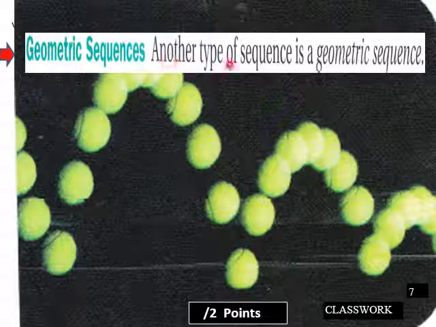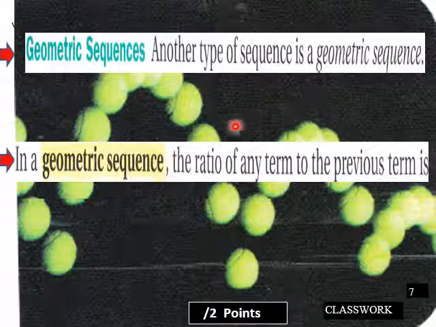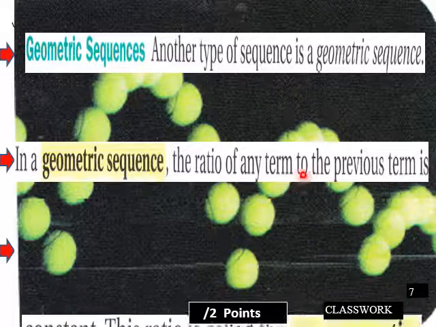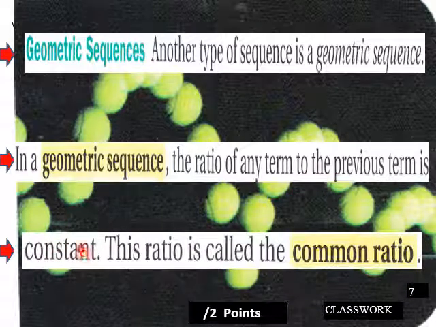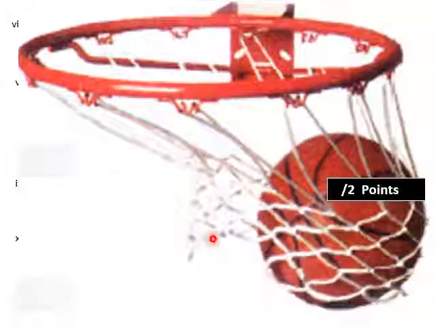Okay, so geometrics. We're going to move into geometric sequences now. Another type of sequence is a geometric sequence. The ratio of any term, ratio here is a key word. Instead of difference, now we're talking about a ratio of any term to the previous term that is constant. This ratio is called the common ratio. So instead of a common difference, we have a common ratio. That's the difference between arithmetic and geometric.